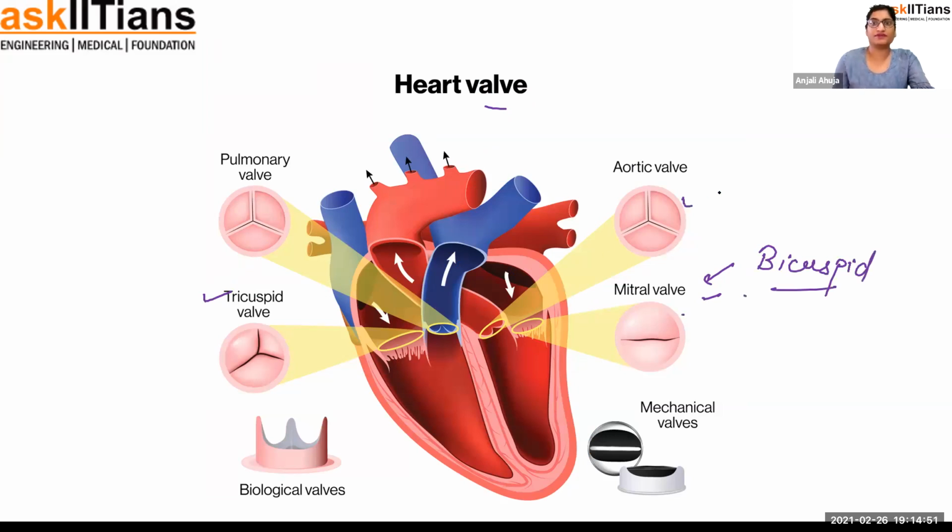This is the aortic valve, the one through which blood flows into the aorta. And this is the pulmonary valve. This is connected to the one which is going toward the lungs, the pulmonary artery valve. So these are all the valves. If a question comes in your paper, name the valves of the heart, these are the ones.